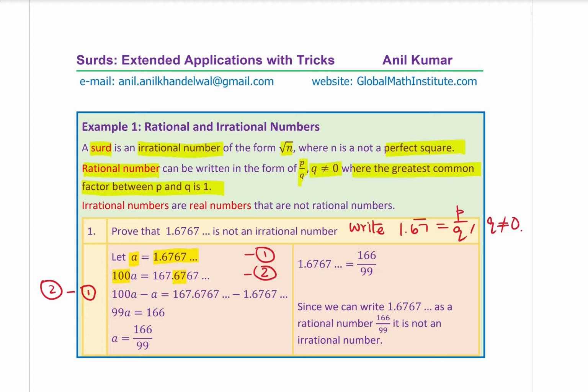Since you can write this in this particular form as a rational number, it is not an irrational number, it is a rational number. That is how you can answer this question. Clear?